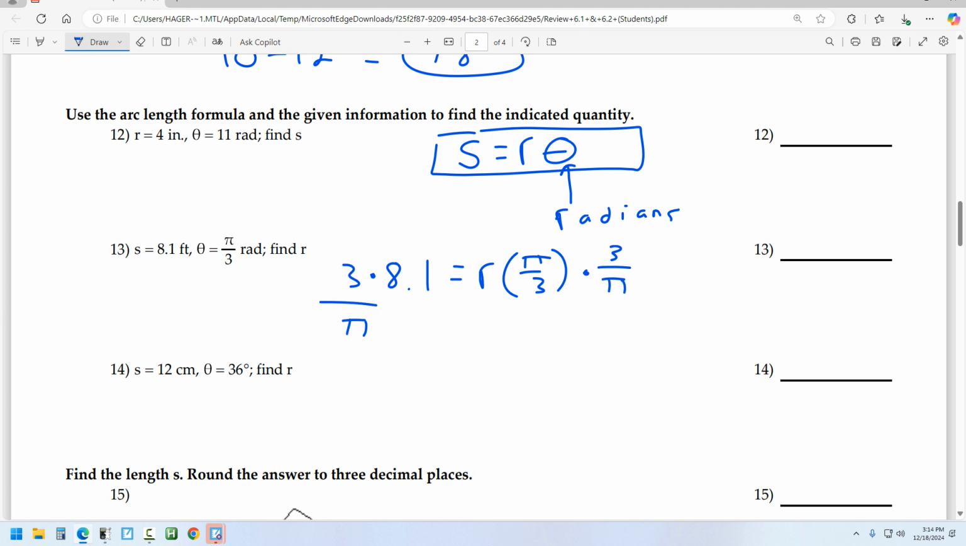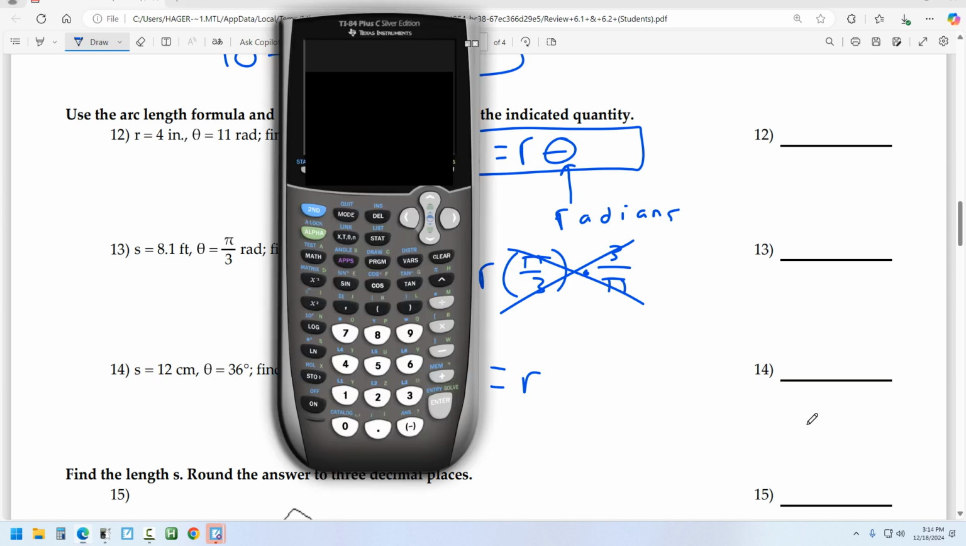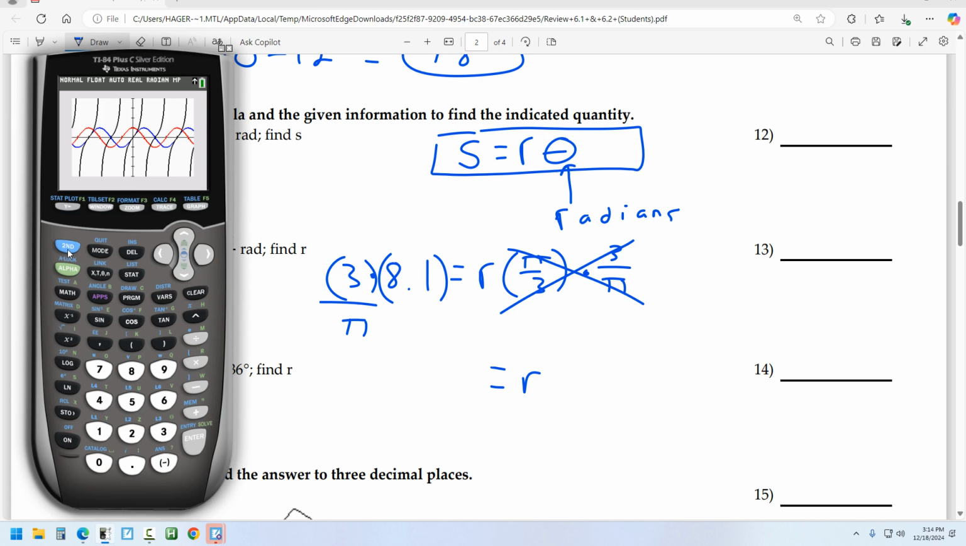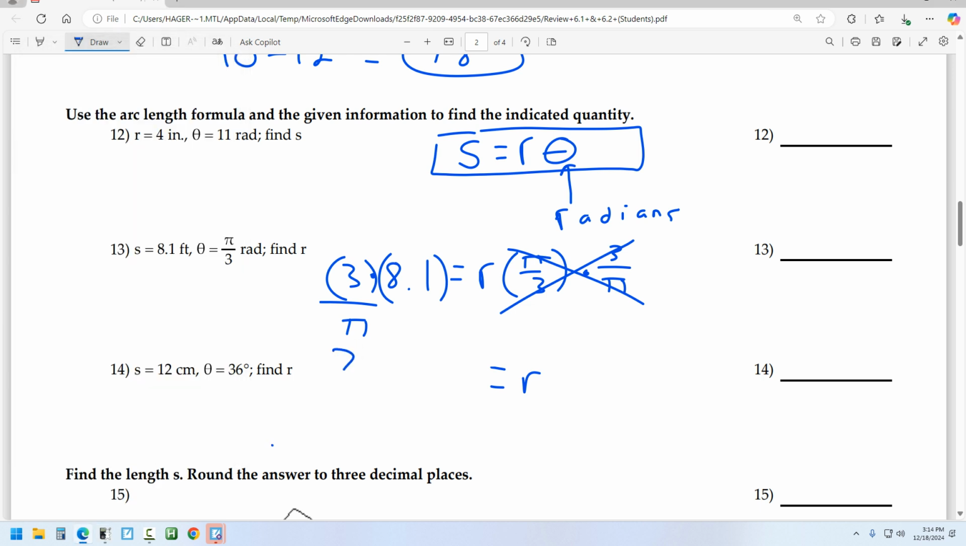And what happens to the pi's on the right? They cancel out. The 3's also cancel out. And now the radius is, just to make this look a little clearer, 3 times 8.1 divided by pi. So let's put that in. So we've got 3 times 8.1. And remember to always use the pi button. That's 7.73.